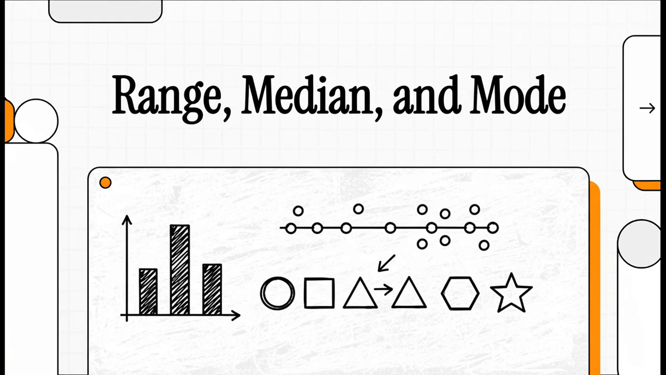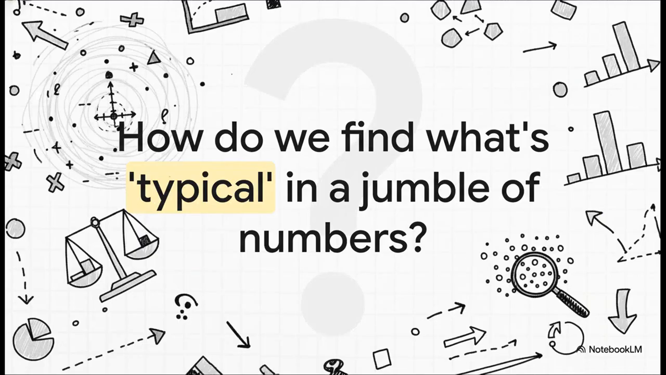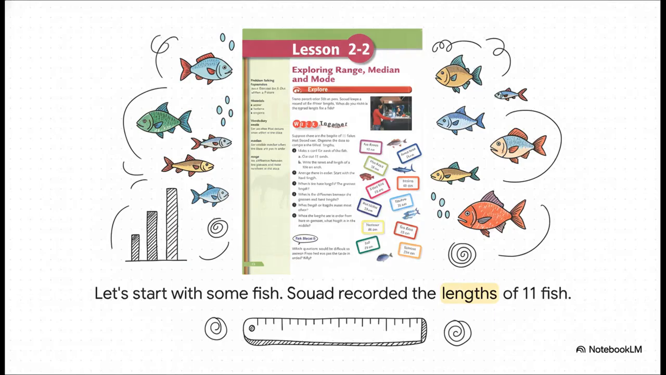Let's make sense of data with 3 super handy tools: range, median, and mode. Ready? Let's go. So you've got a whole jumble of numbers. How do you find just one that represents the whole group? To figure this out, we're going to look at some fish, specifically the lengths of 11 that SWOD measured.